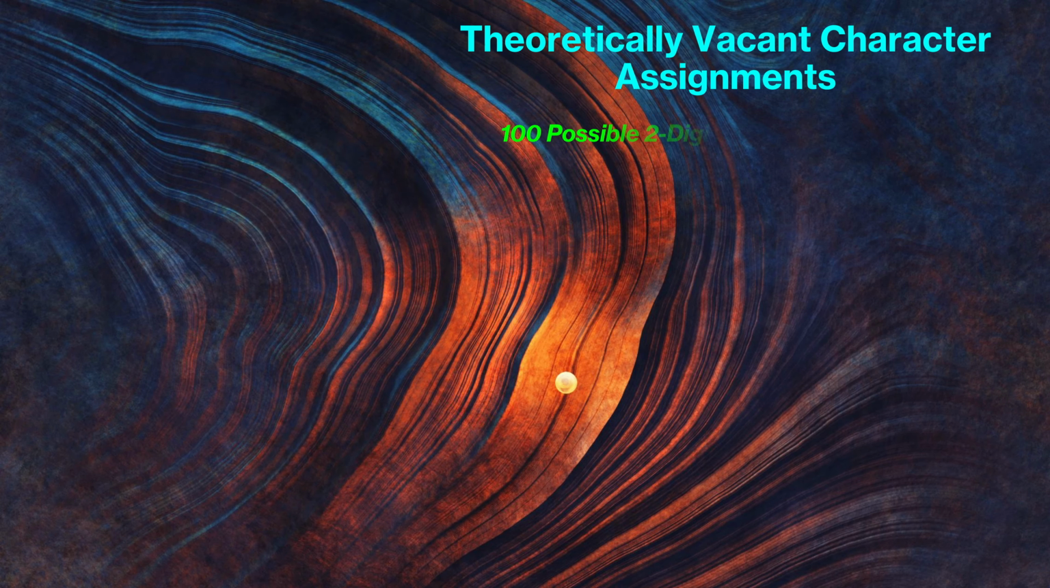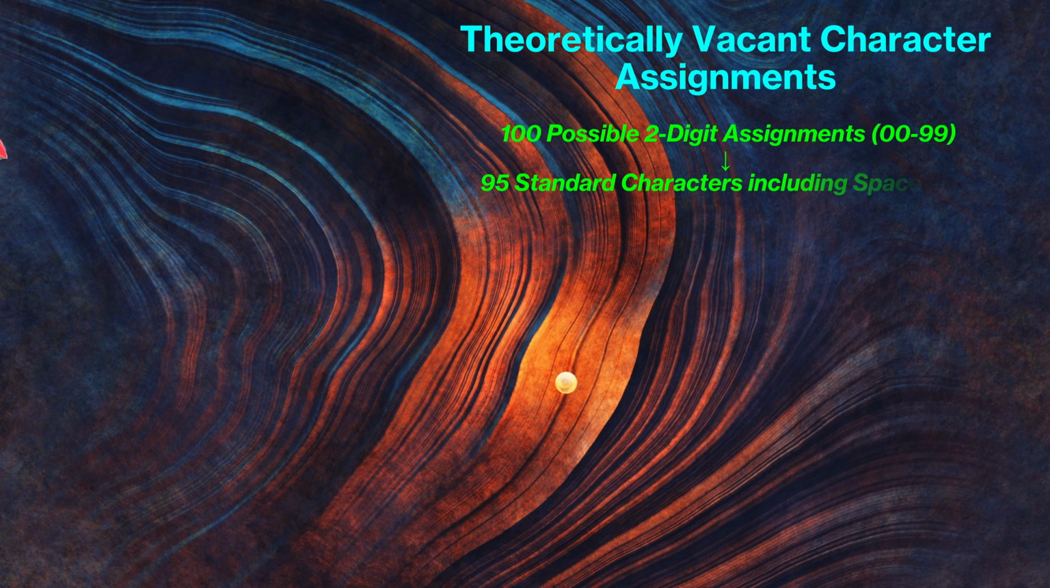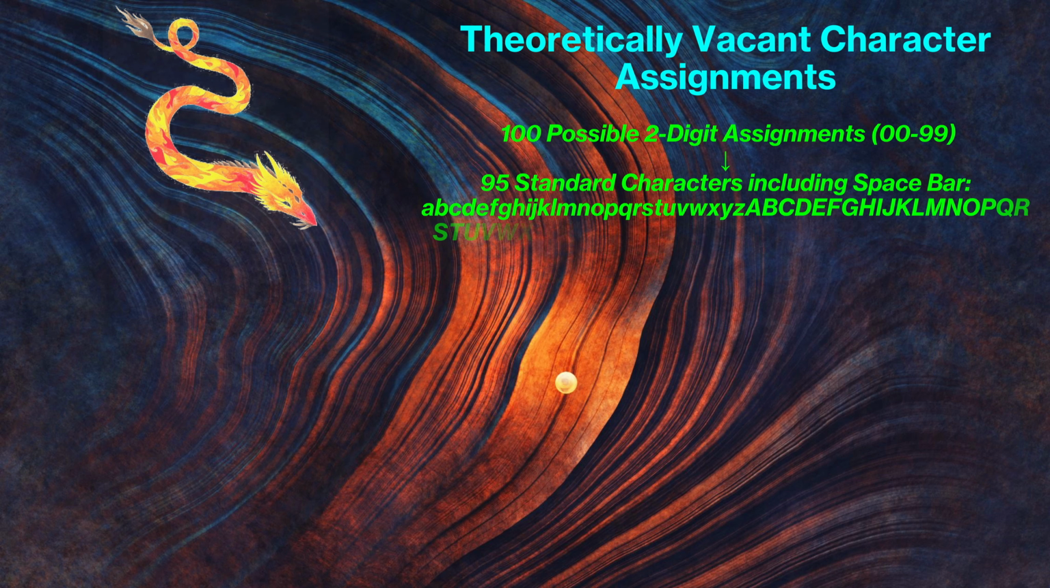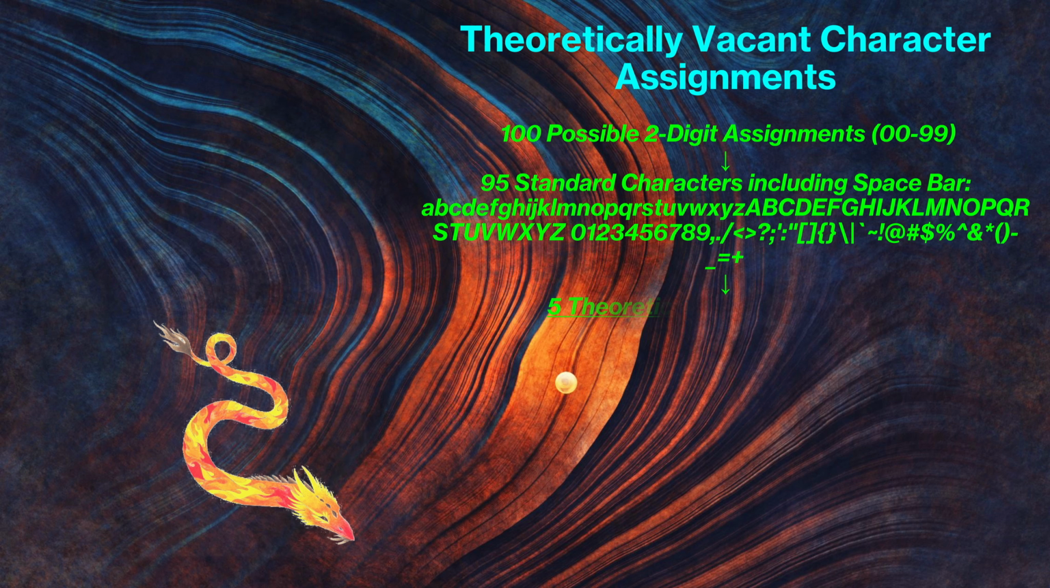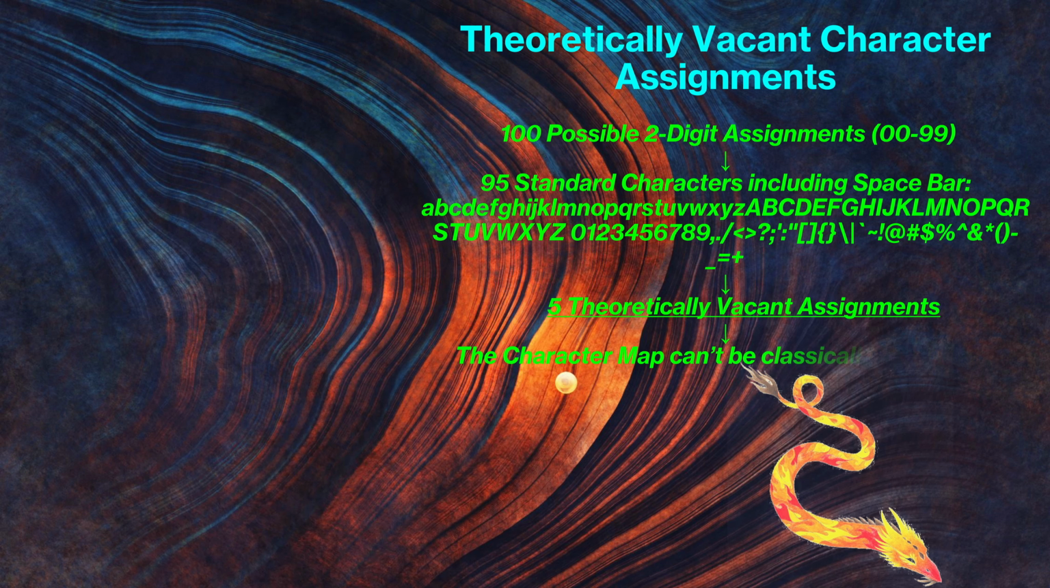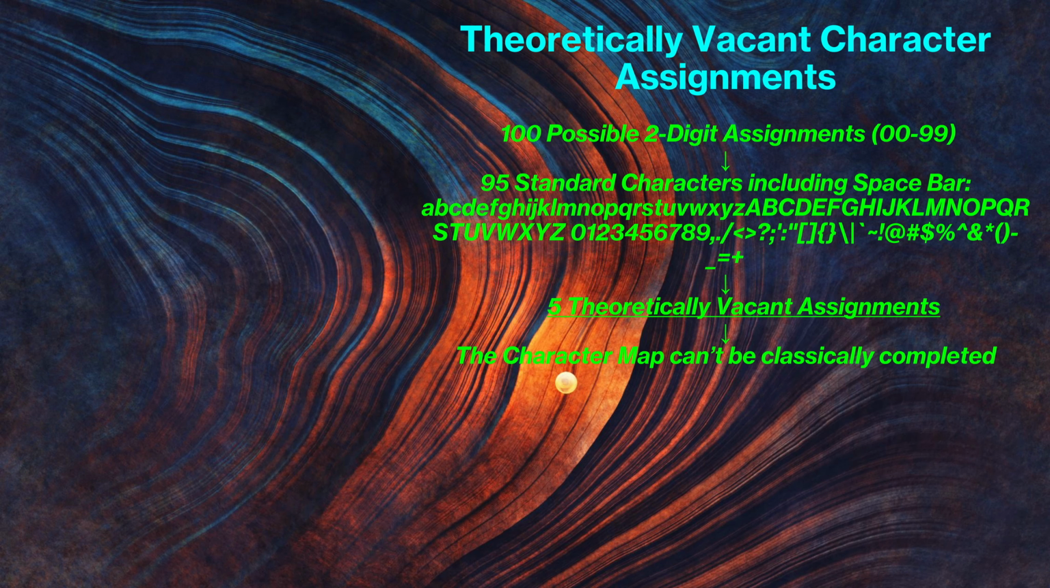The number of theoretically vacant character to two-digit assignments is 100, running from 00 up to 99. But including spacebar, there are only 95 standard 1-byte characters on the keyboard, leaving 5 theoretically vacant assignments, and clearly indicating that the character map can't be classically completed.